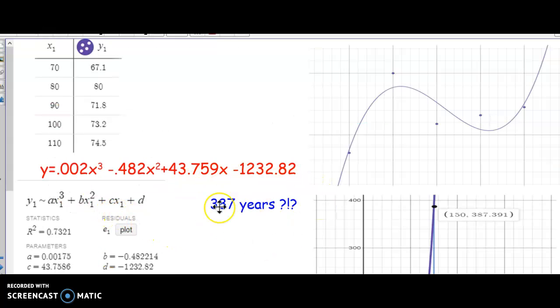I don't know about you, but I don't think that's a good number. Remember, once they start getting so big and they start increasing exponentially, increasing so fast, you will get some answers that are skewed like this. But other than that, pretty easy when you plug in your information into Desmos.